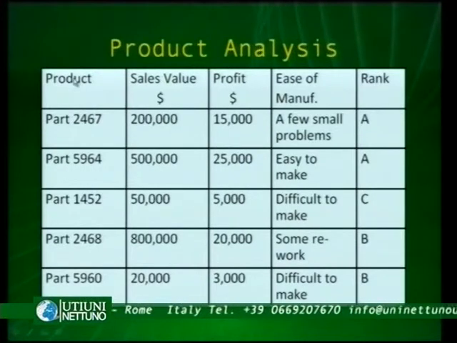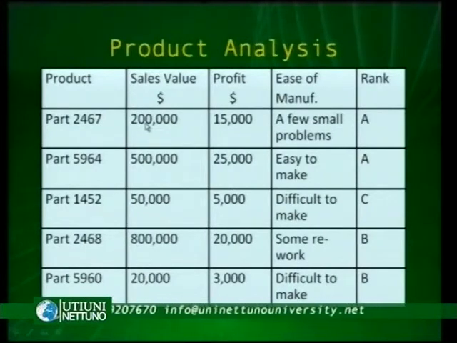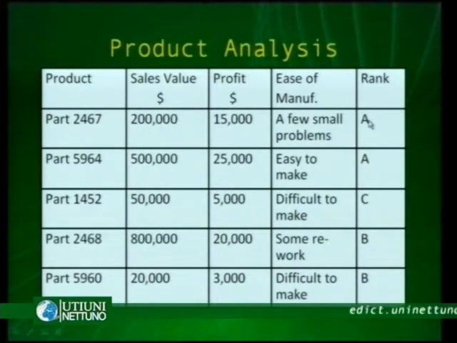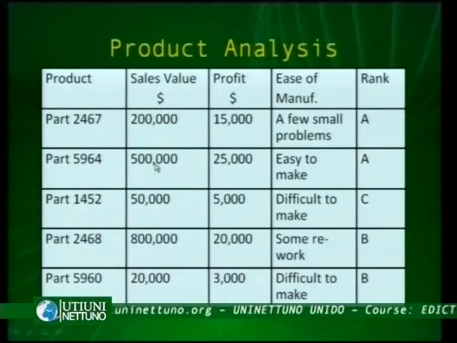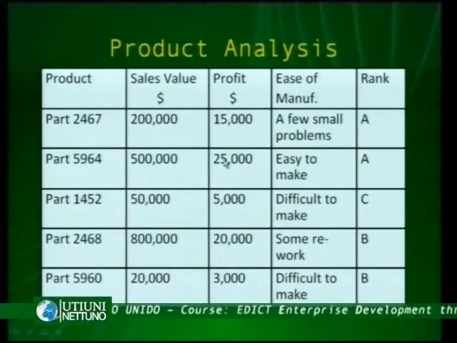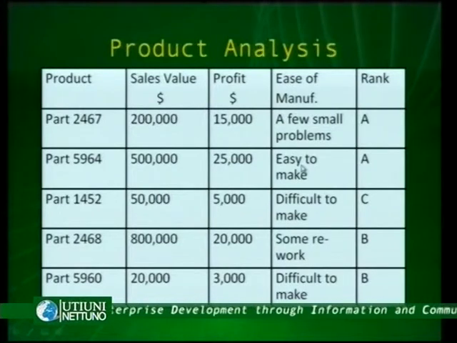And we're saying under product, part number 2467, sales value $200,000, profit $15,000. Ease of manufacture, well, there's a few small problems, but nothing major. So because of the size of turnover, the reasonable profit, we're calling it A. Part 5964, $500,000 in sales, $25,000 in profit. Profit's reducing a little bit. It's gone from 7.5% in the first one to 5% here. Easy to make though, so it's also down as an A.